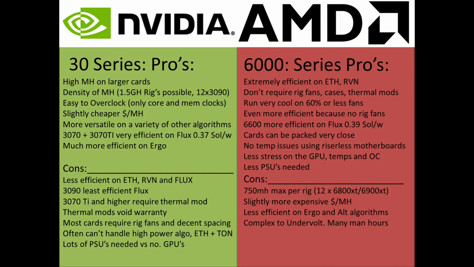Yeah, and most of the 30 series cards require rig fans and decent spacing. The 3060 is probably the only one that doesn't. I've got a couple of 3060s, LHR ones unfortunately, and they're the only two cards in that rig that don't have a rig fan pointed at them. They're just straight in the motherboard. The rest are on risers and spaced out in order to have enough cooling.